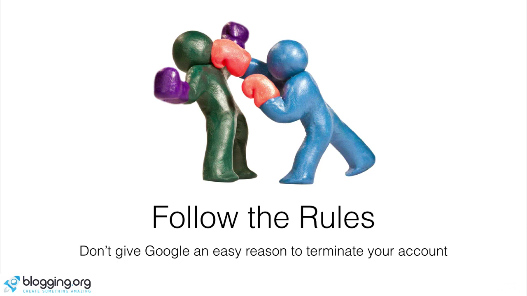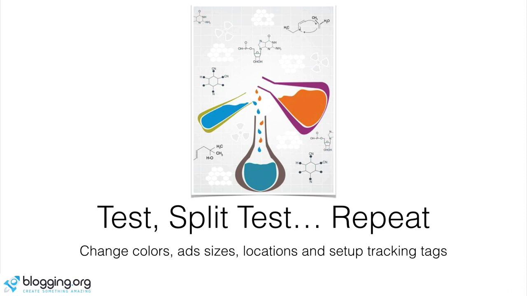So just don't give Google a reason to terminate your account, because they do it all the time to thousands of their affiliates, and it means nothing to them. So follow the rules if you're making good money with AdSense. And last but not least, test, split test, and repeat.